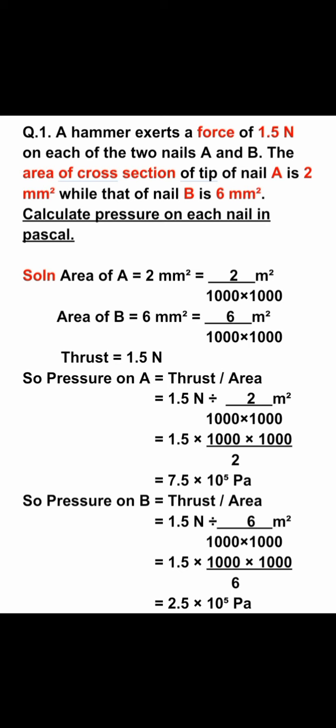Now pressure on B equals thrust by area. Here thrust is the same, 1.5 Newton, divided by area of B, which is 6 divided by 1000 into 1000 meter square, which is again multiplied due to change in the sign of division. We have taken its reciprocal, 1.5 into 1000 into 1000 by 6, which equals 2.5 into 10 to the power 5 Pascal after simplification.